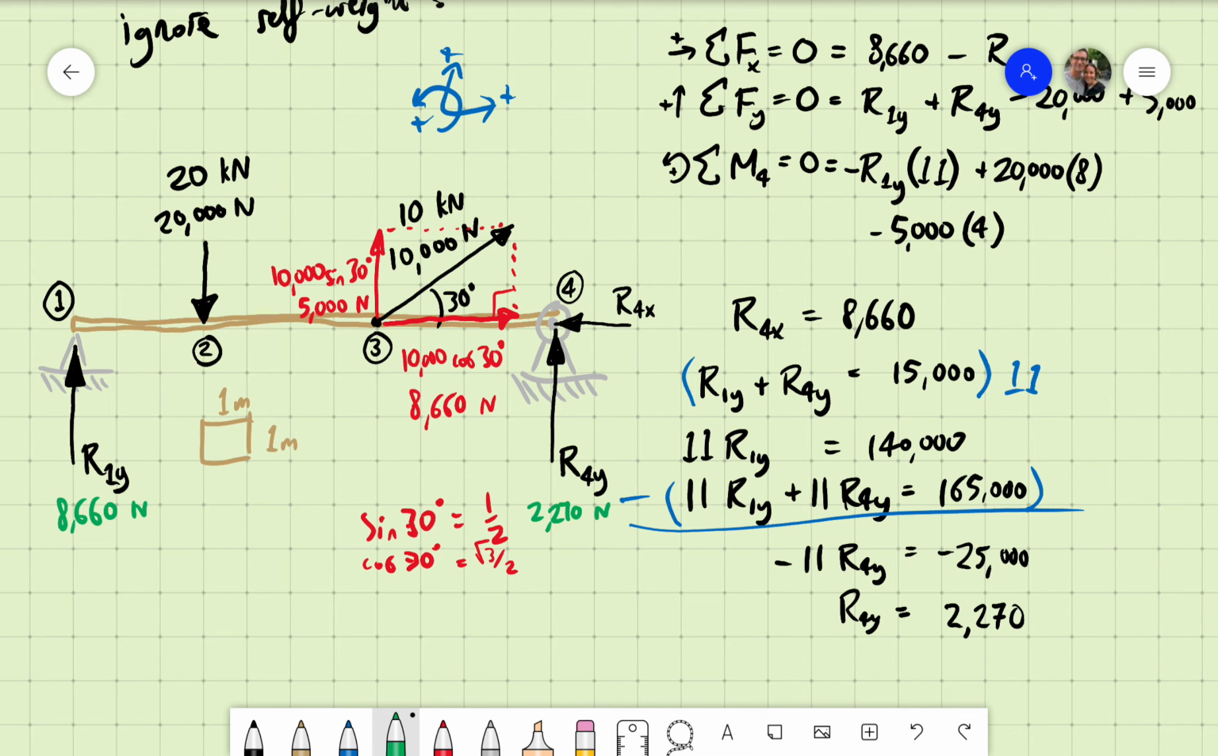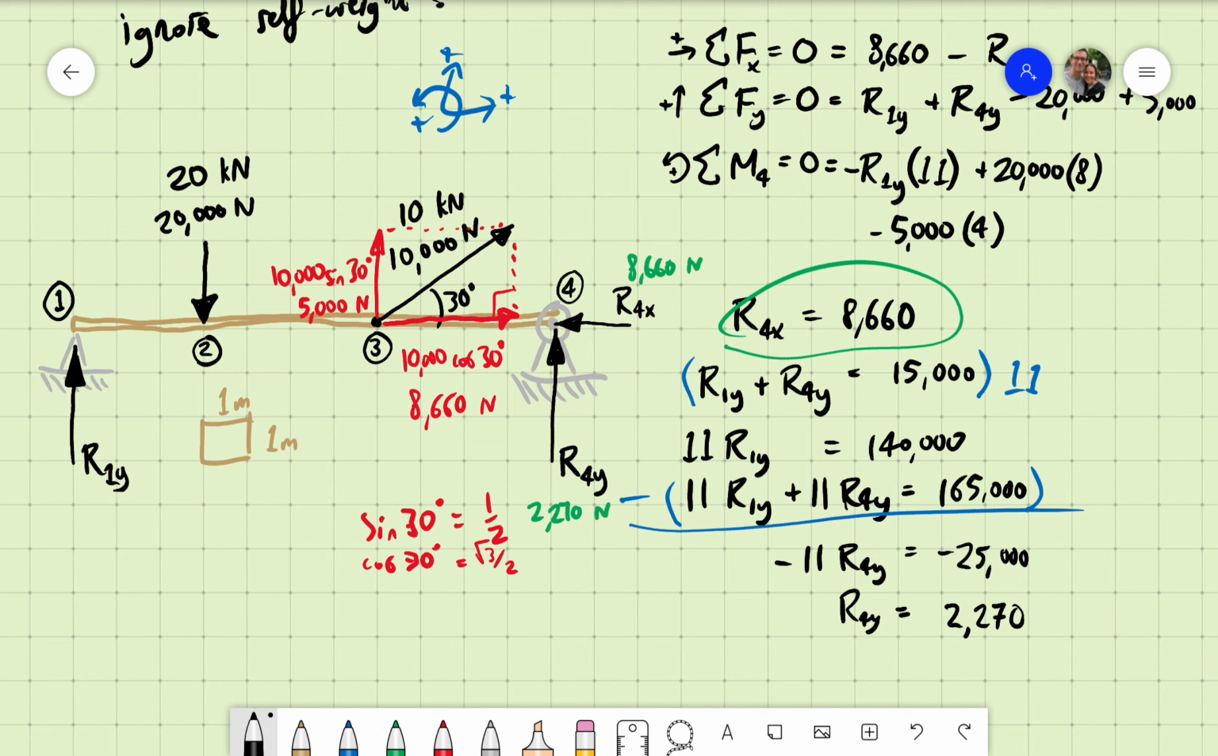Oh, I just noticed something I did that was wrong. I'm sorry. Let me fix something. I was not paying enough attention. We said here it was r4x that was 8660. If you were wondering why I wrote it over there for r1y, it's because I was wrong. I should have written it right there. That was just a mistake. Okay, now we go back, and we still need to find out what r1y is.